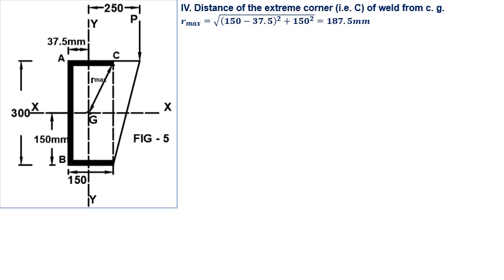In the fourth step, we have to calculate the extreme distance, that is point C of weld from CG of the weld group. So this is R maximum. This distance is 150 minus 37.5, that means 112.5, plus this is 150, square root of 112.5 square plus 150 square. Then R maximum comes out to be 187.5 millimeter.